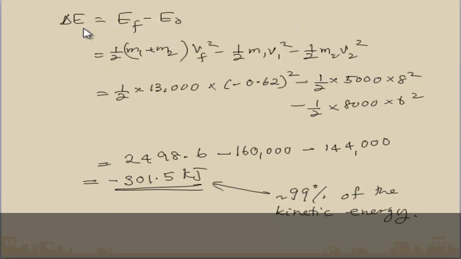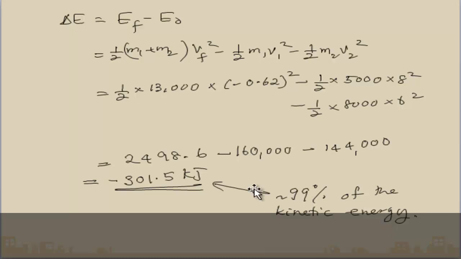Now to find the energy loss, we can use this equation. Change in energy is equal to E final minus E initial. E final is 1/2 times m1 plus m2 times V final squared, and E initial is the energy of the two cars, which is 1/2 m1 v1 squared plus 1/2 m2 v2 squared. So 1/2 times 13,000 times negative 0.62 squared minus 1/2 times 5,000 times 8 squared minus 1/2 times 8,000 times 6 squared. So that becomes 2498.6 minus 160,000 minus 144,000. It's approximately negative 301.5 kilojoules. So this means approximately 99% of the energy is lost during the collision.